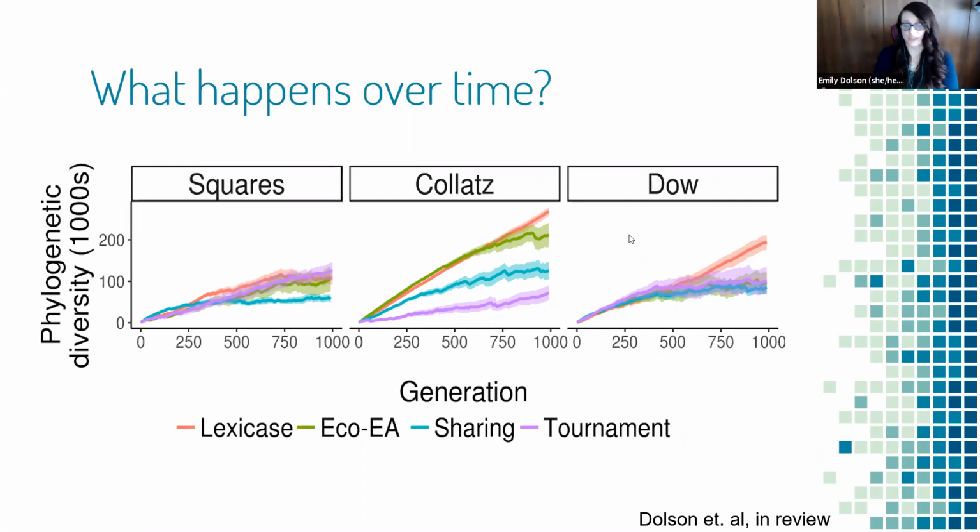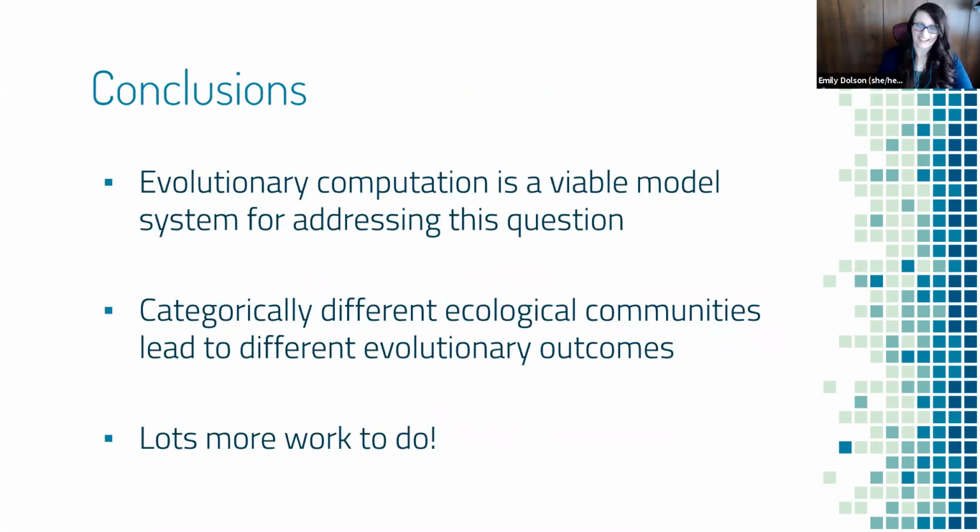I'm still trying to think through all the implications of this, but it's pretty solid preliminary evidence that there are evolutionary consequences to these different structures. What I'm working on now is zooming into a smaller temporal resolution to figure out the mechanics of why exactly this is happening. But I don't have answers for you yet. Maybe in a few weeks, we'll see. So in conclusion, I think this is a really promising system to use to address this very messy question. And it does look like there's something here. These ecological communities are leading to different outcomes, and I'm excited to continue this work.